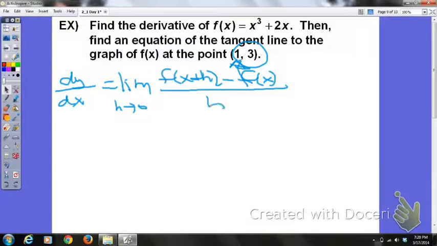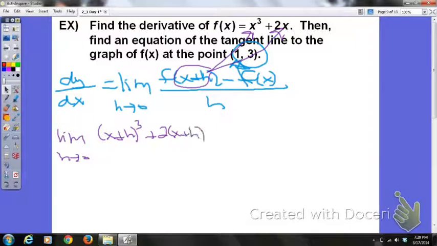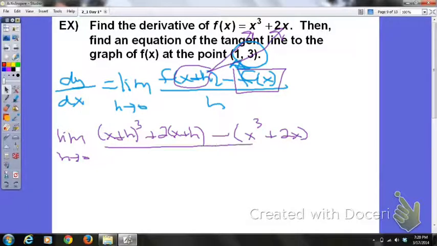all over h. So we need to start by taking our x plus h, plugging it into both spots where we see an x in our original function. So we need to find the limit as h approaches 0 of quantity x plus h cubed plus 2 times x plus h, minus our original function f of x, so minus the quantity x cubed plus 2x. And that's all over h.